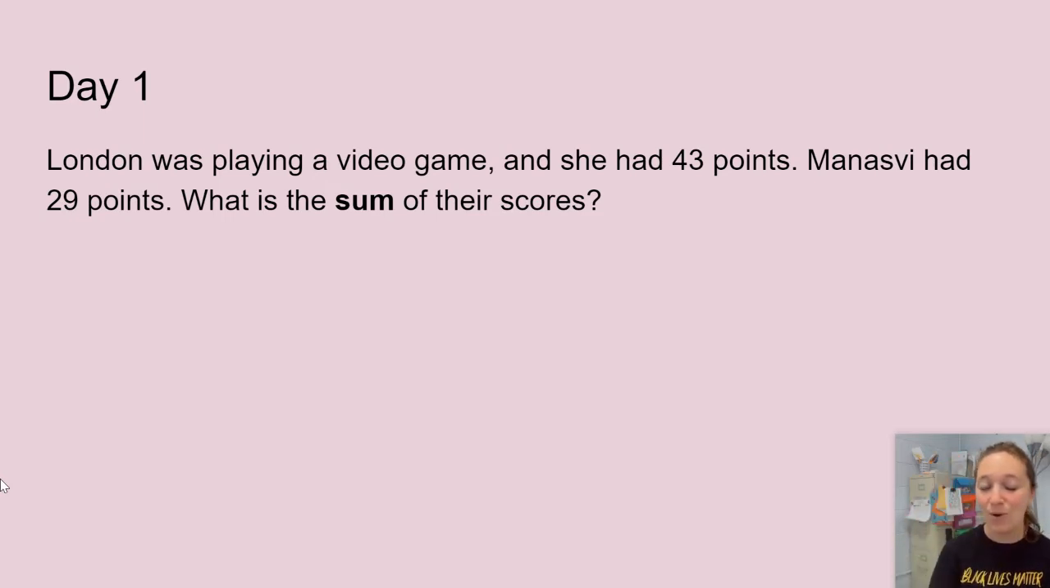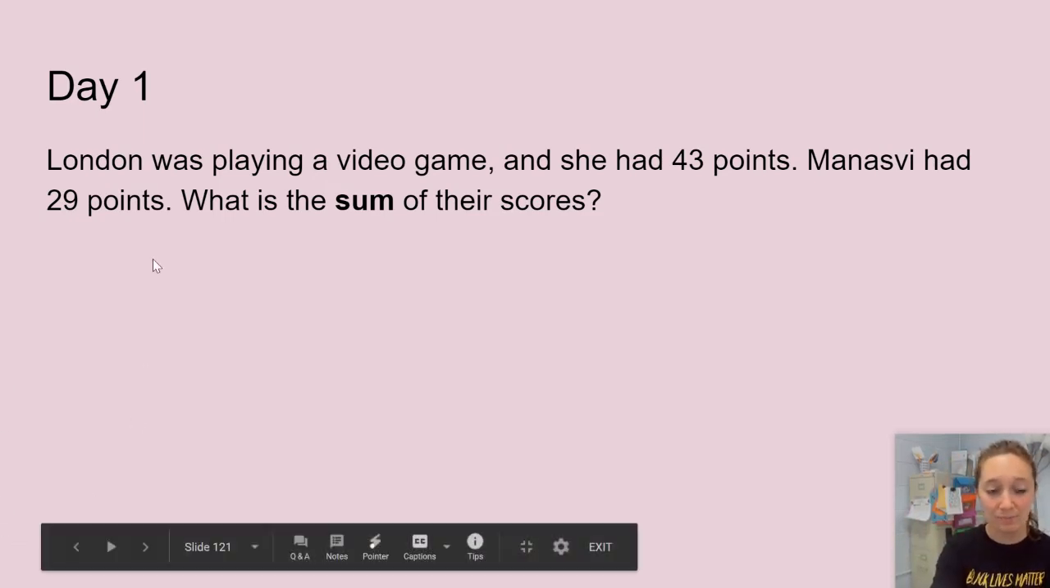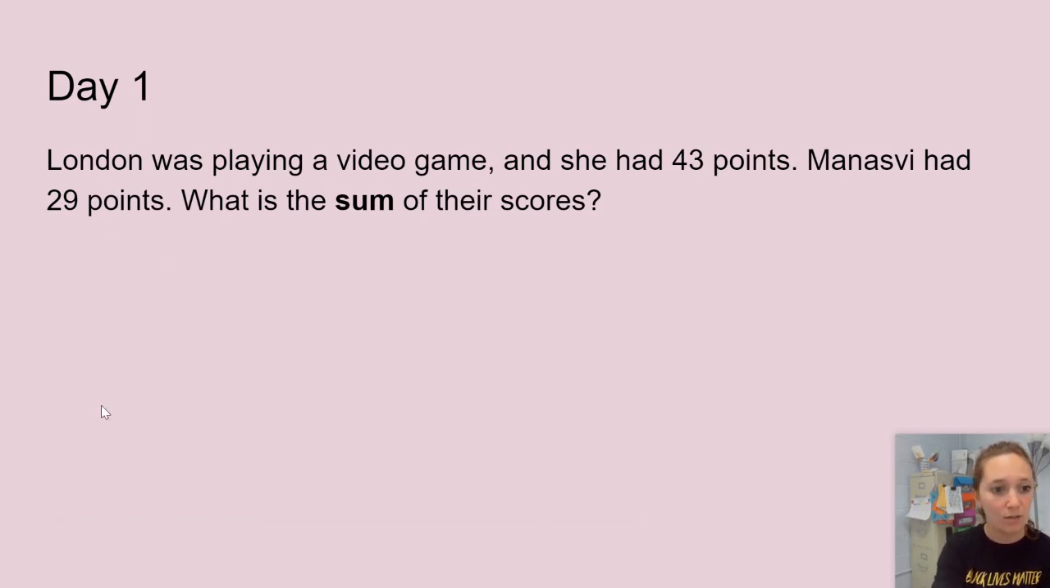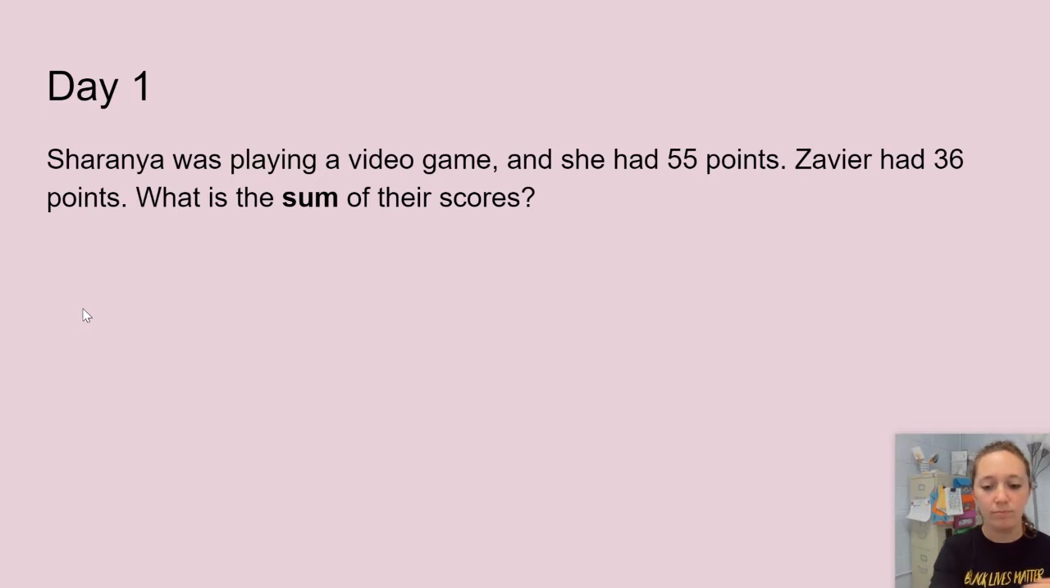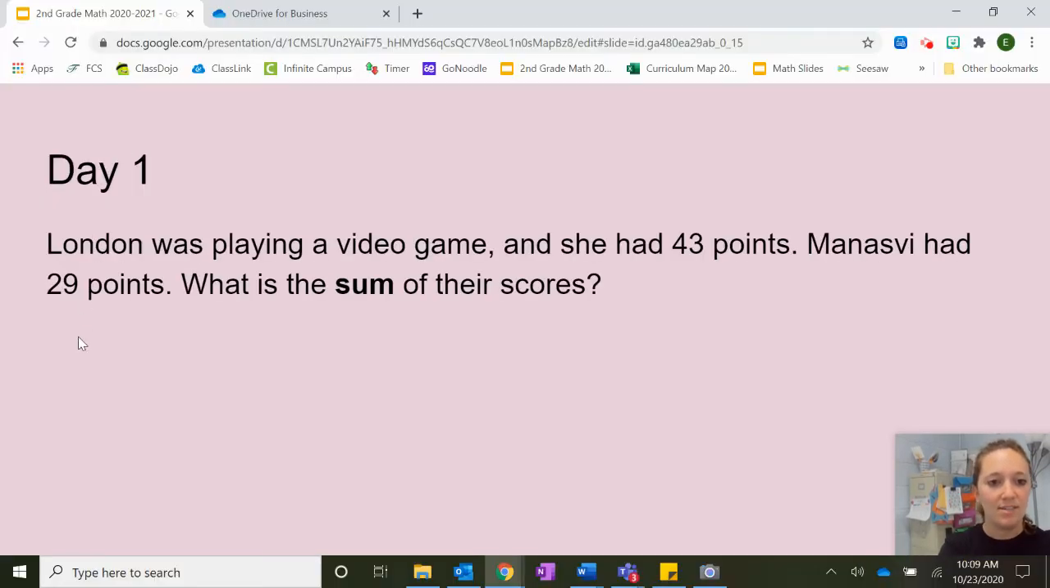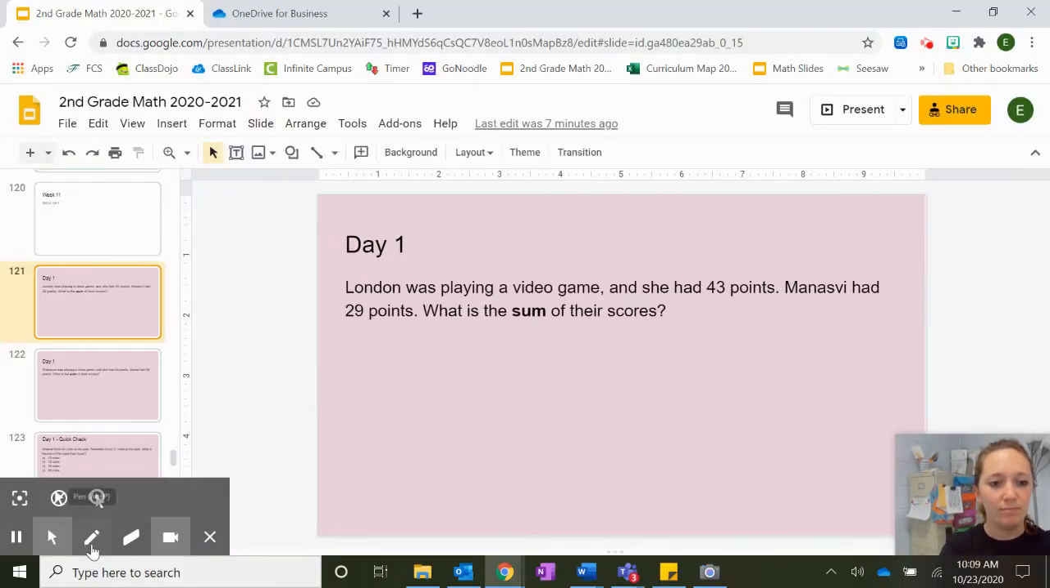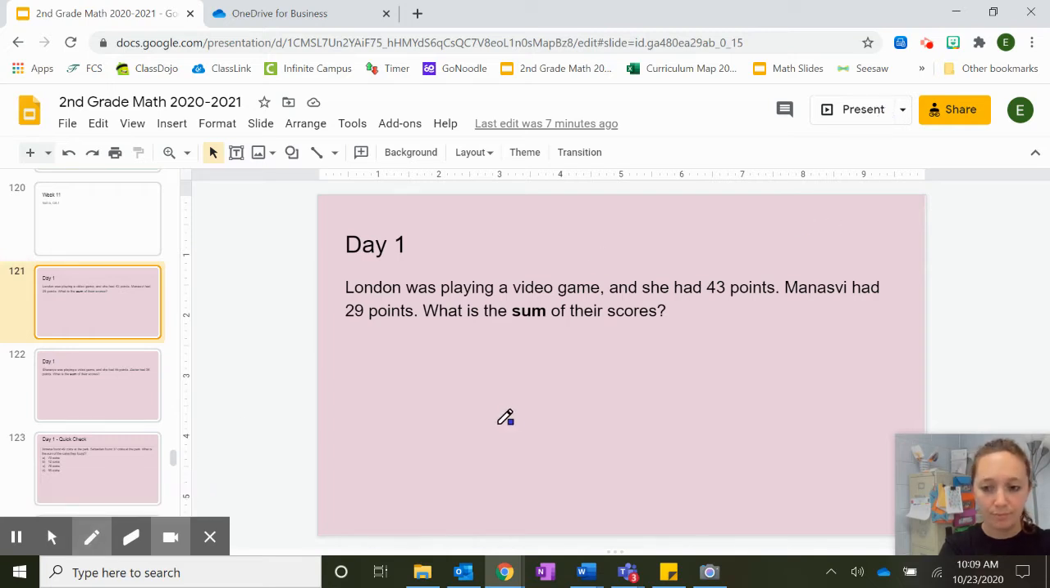Welcome back. So hopefully you had a chance to think about it. Now we can solve it together. London was playing a video game and she had 43 points. Manosky had 29 points. What is the sum of their scores?